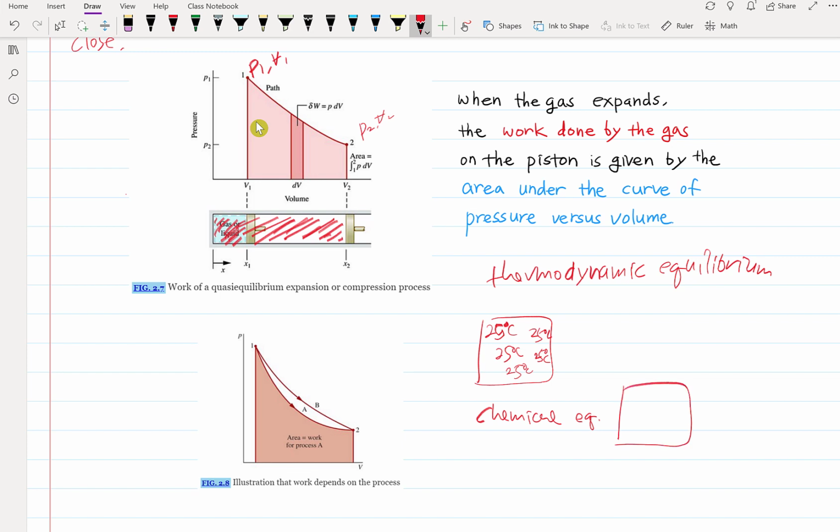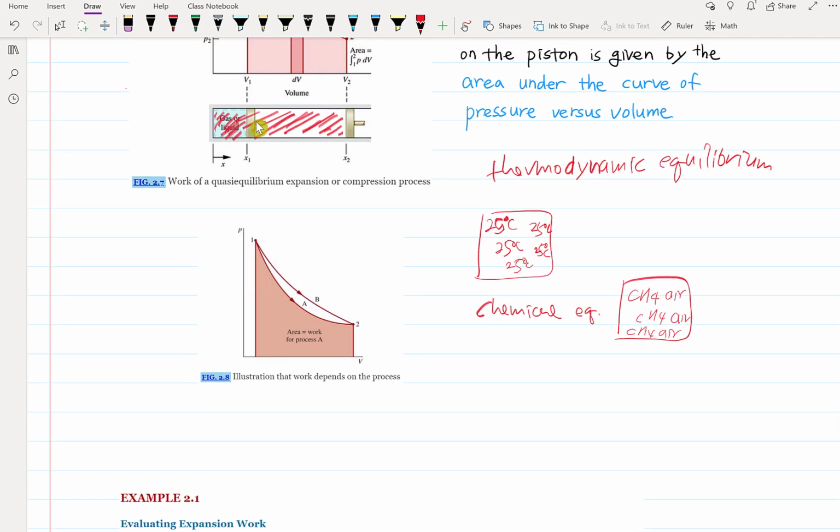So the chemical composition within the system remains constant. It doesn't change with time. So if it has CH4 and air in the system, everywhere the compositions are the same, and there is no chemical reaction within the system. This is called chemical equilibrium.